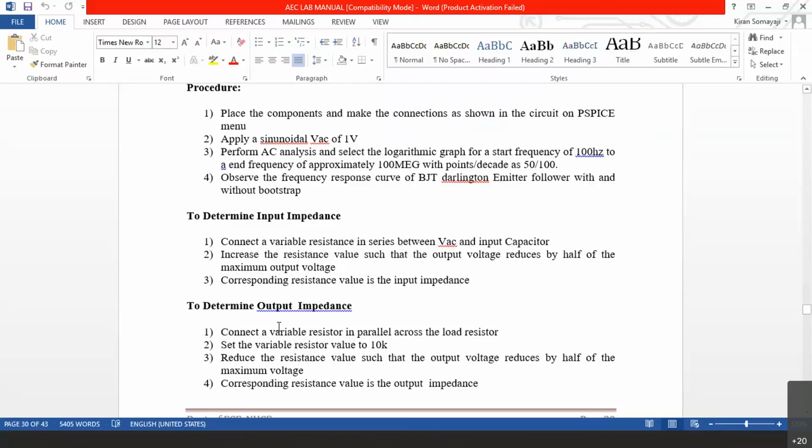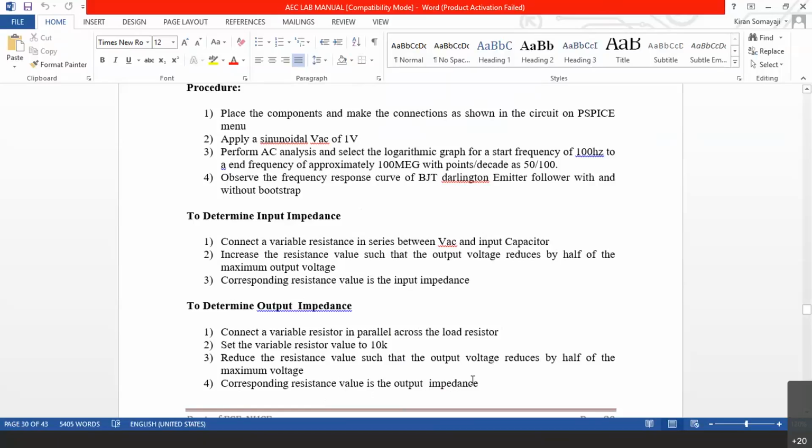Now to determine the output impedance, connect a variable resistor in parallel across the load resistor. Set the variable resistor value to 10K. Now the load resistor also can be there in parallel to the variable resistor, because anyhow output impedance is going to be very low. So it is going to drive the load resistor also. Now reduce the resistance value such that the output voltage reduces to half of the maximum voltage. The corresponding resistance value is the output impedance.